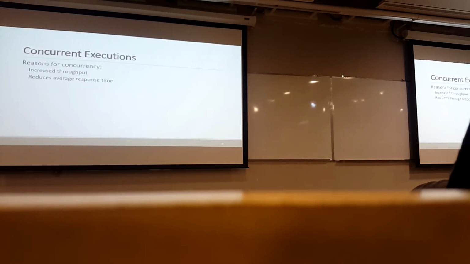So concurrent execution, reason for concurrency: increased throughput, reduced average response time. That's for sure, right? Concurrency. 我諗你其他電腦科或者你哋有學過 operating system 咁樣，應該都大概知道呢個 concept。So concurrency lets you increase the system throughput and the system response time a lot.